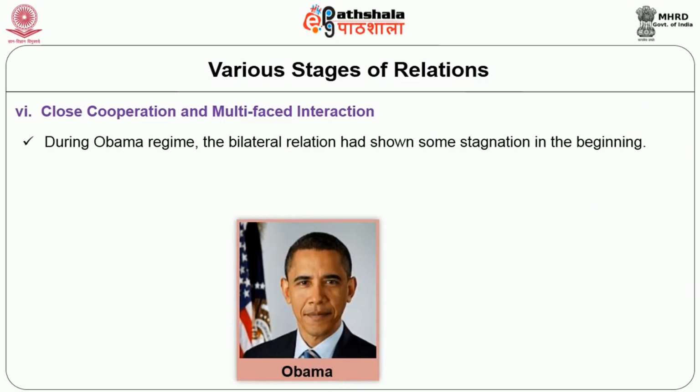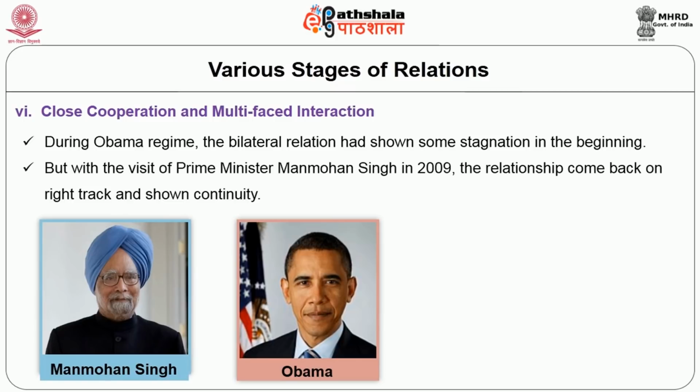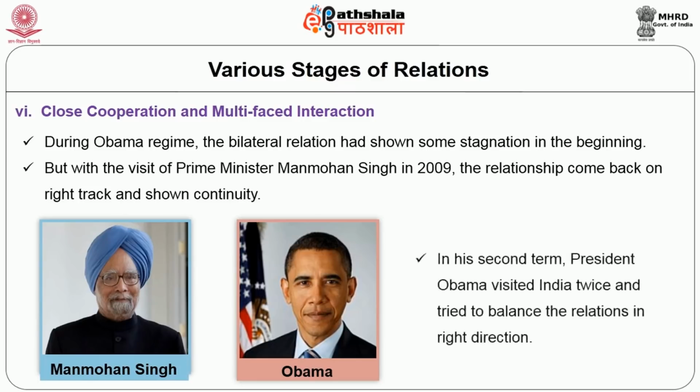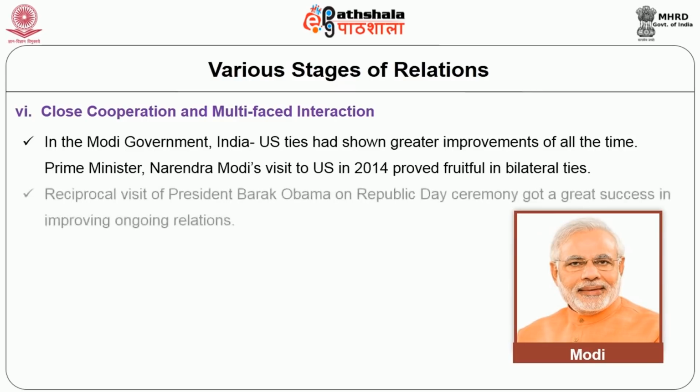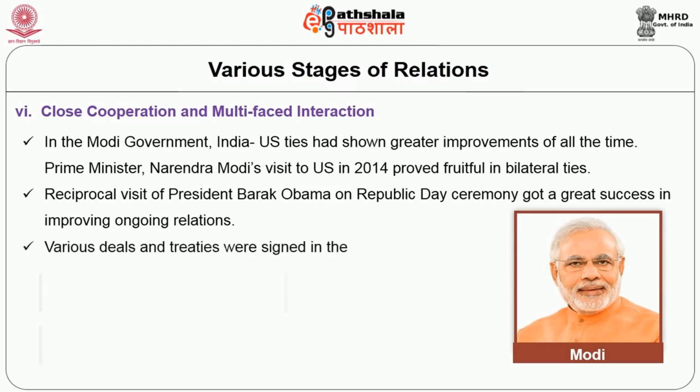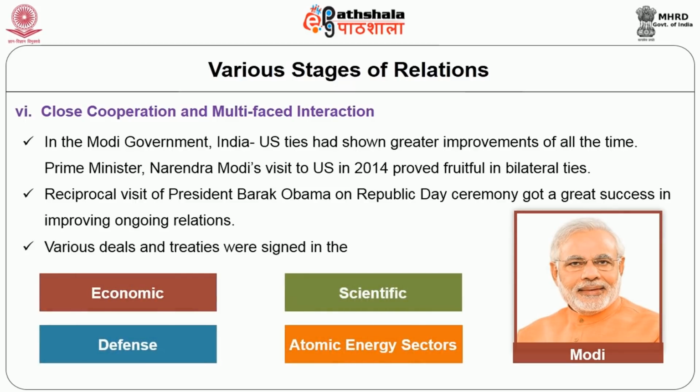During the Obama regime, the bilateral relation showed some stagnation in the beginning. But with Prime Minister Manmohan Singh's visit in 2009, the relationship came back on the right track and showed continuity. In his second term, President Obama visited India twice and tried to balance the relations in the right direction. Under the Modi government, India-US ties showed the greatest improvements of all time. Prime Minister Narendra Modi's visit to the USA in 2014 was fruitful for bilateral ties. President Barack Obama's reciprocal visit on Republic Day was a great success in improving ongoing relations. Various deals and treaties were signed in the economic, scientific, defense and atomic energy sectors.